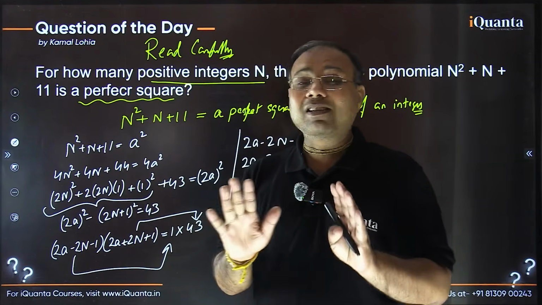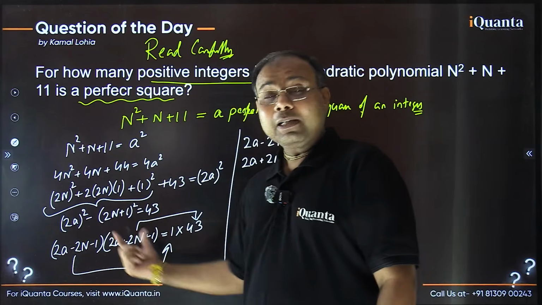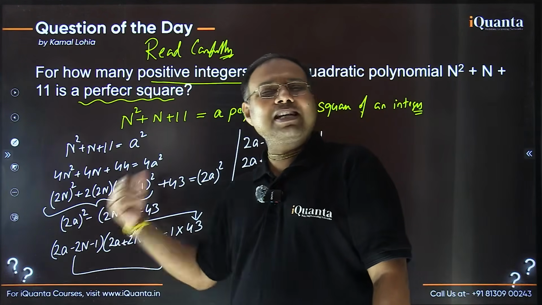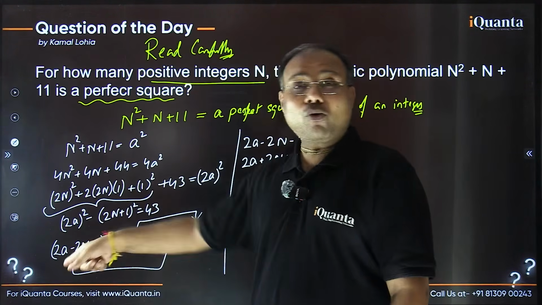So finally we are considering that case only when both the terms are positive integers, right? Is that fine? Both the terms are positive integers. Now when both the terms are positive integers, can you tell me which of them is smaller, this first one or second one? Of course the first one. Why?